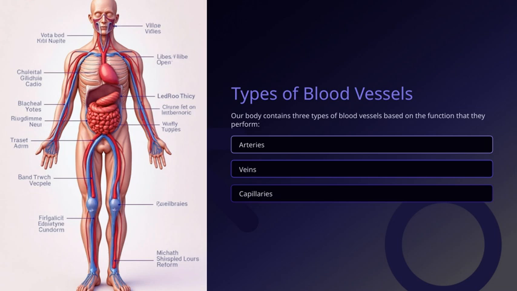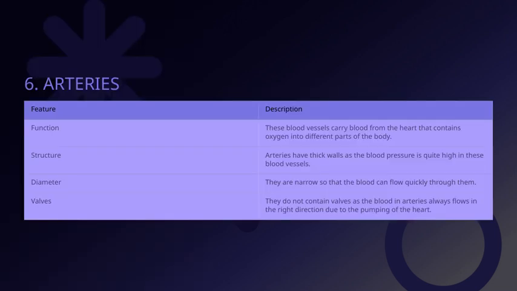Connecting all these vessels is essential for maintaining proper blood flow and overall health, which ties directly into our understanding of how the circulatory system supports every aspect of our body's function. Now, let's take a closer look at arteries. These blood vessels have a very important function. They carry oxygen-rich blood from the heart to different parts of the body.